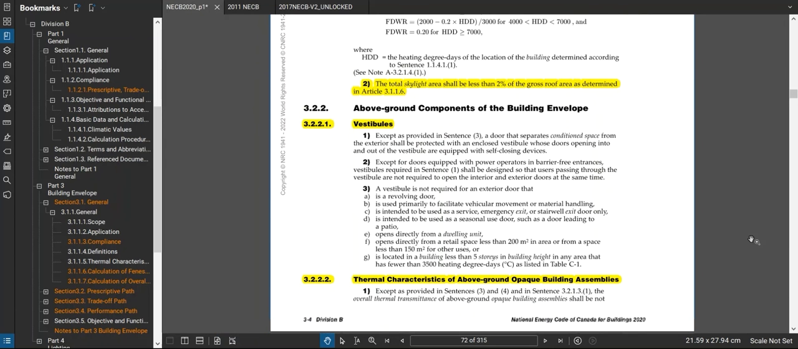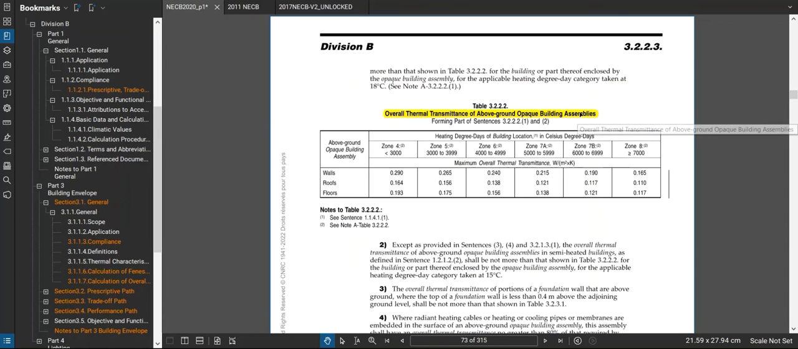So the overall thermal transmittance of above grade opaque building assemblies can't be more than what's in this chart here. So if you have a wall above grade, you just look at what zone you're in. For example, I'm in zone 7A, and my heating degree days are 5,000. So my U value is 0.215.